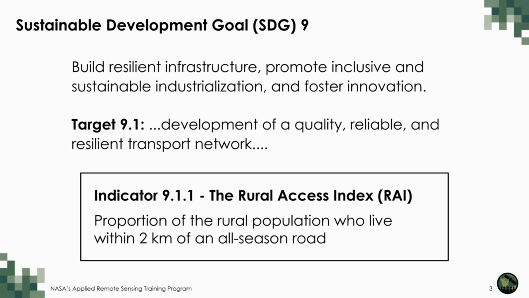SDG Indicator 9.1.1, commonly known as the Rural Access Index, or RAI, was proposed and accepted as an indicator to measure this target by measuring the proportion of a country's rural population that lives within 2 kilometers walking distance of an all-season road. This distance, 2 kilometers, is estimated as equivalent to a walking time of 20 to 25 minutes. And an all-season road is a road that is passable year-round by typical means of transport.